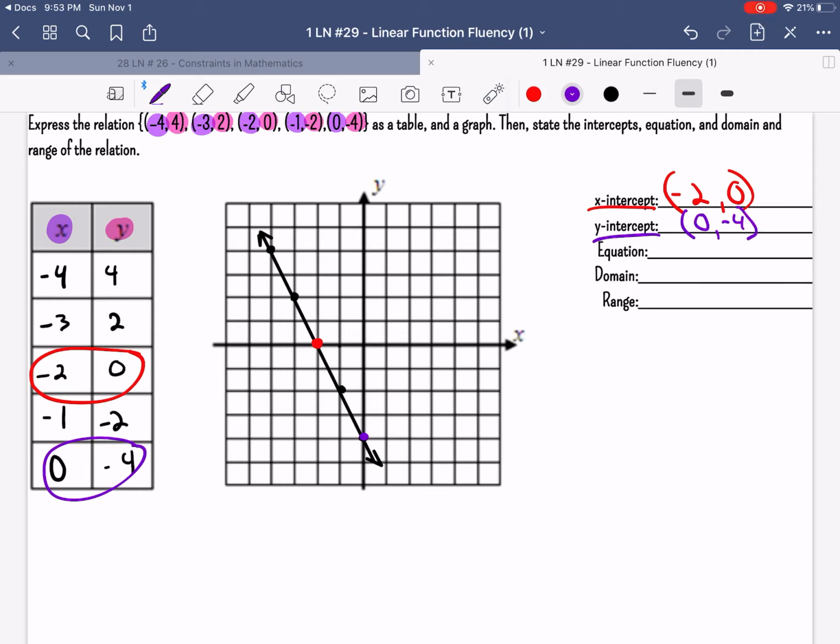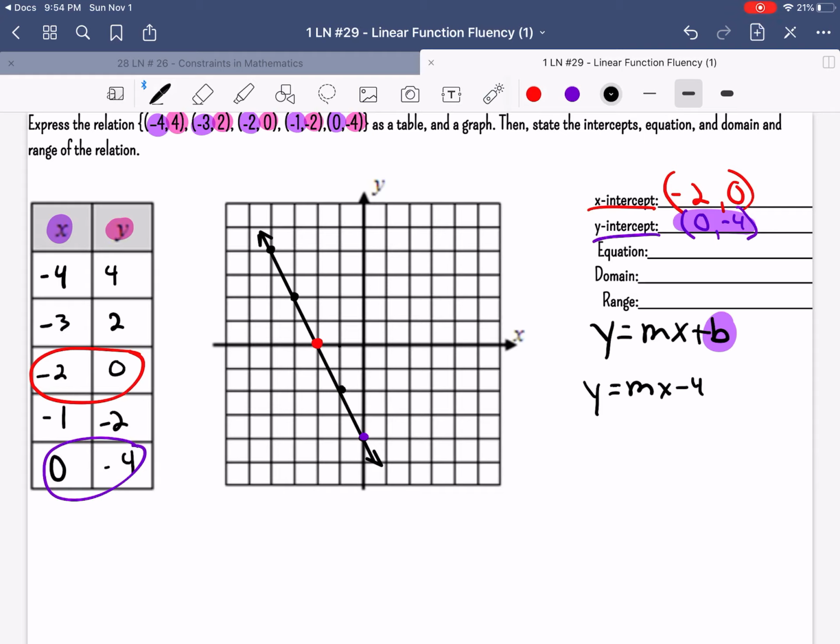So now we have to make an equation. Remember, y equals mx plus b, b being the y-intercept, which we have. So we have part of that. The y-intercept is -4. So we have too many variables here, we can't solve yet.